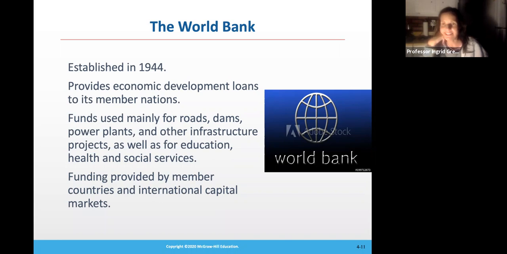Food and nutrition courses. That's a big one coming out of the World Bank for countries in Africa, for mothers who are trying to feed their children. The funding is provided by member countries and international capital markets. And so in 2016, the World Bank had about $61 trillion going out in loans around the world. So that's a lot of money, right?